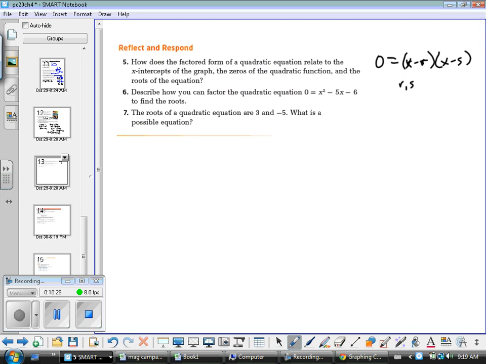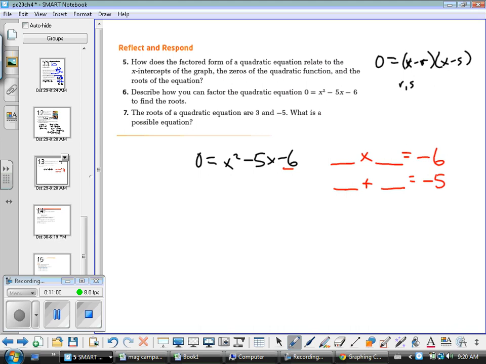Okay, so we could use a quadratic equation like 0 equals x squared minus 5x minus 6. And if we wanted to find the roots, instead of having to graph that, which isn't always a possibility, we can factor that. Notice there's a 1 in front of the x squared, so it's a pretty easy one to factor. What we want to do is find two numbers that multiply to give us -6 and add to give us -5.